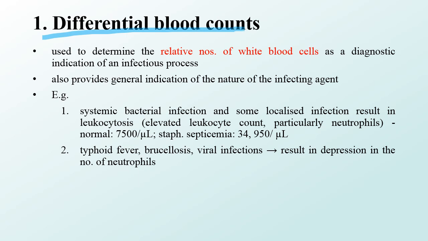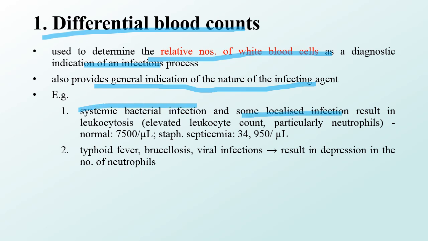Okay, differential blood count is used to determine the relative number of white blood cells as a diagnostic indication of an infection, and it also provides a general indication of the nature of the infecting agent. For example, systemic bacterial infection and some localized infections will lead to leukocytosis. Leukocytosis is a condition where there is a high number of leukocytes, in particular neutrophils. For example, if someone has Staphylococcus septicemia, there will be a higher number of neutrophils compared to normal. On the other hand, typhoid fever, brucellosis, and viral infection will lead to a lower neutrophil count.